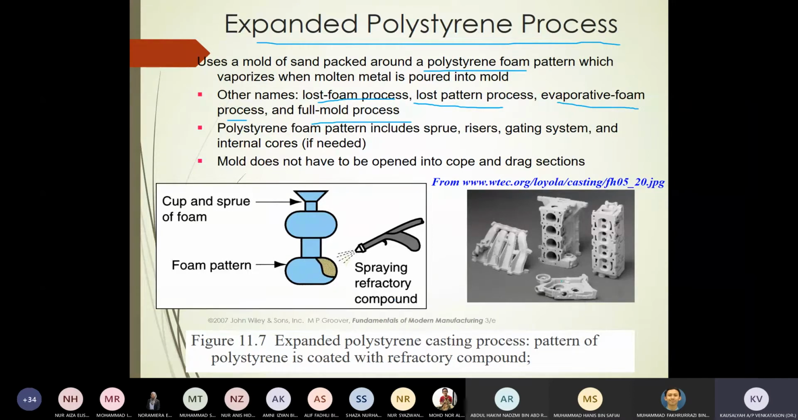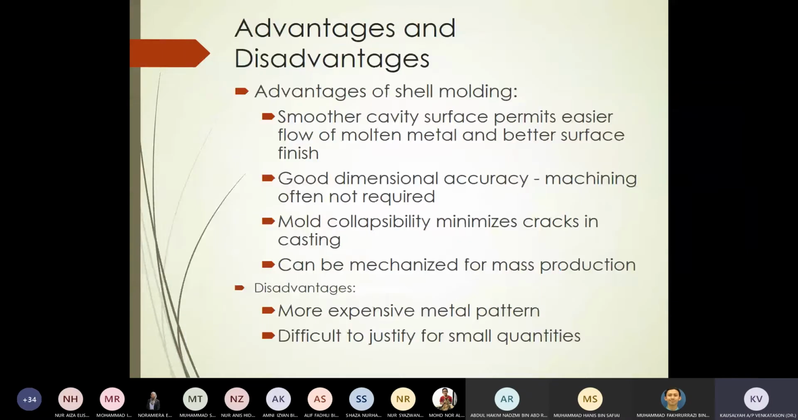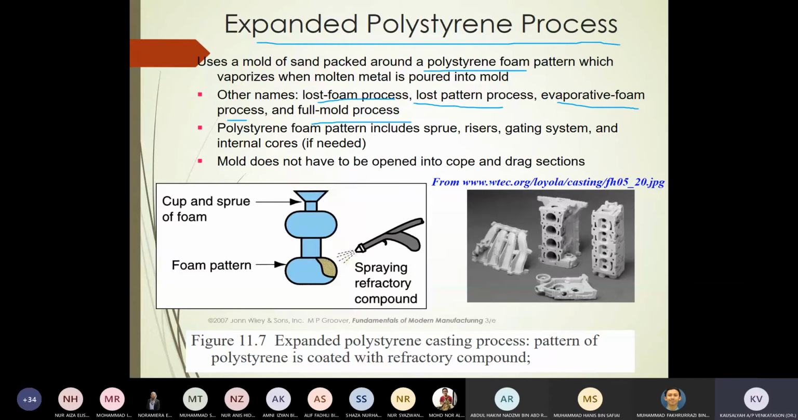These are some shapes that can be obtained out of this lost foam process. Pros and cons. A smoother cavity surface permits easier flow of metal, better surface finish, good dimensional accuracy, no machining required. Mold collapsibility, similar to shell mold, minimizes cracks. You can also mechanize. The disadvantages are pretty similar to the shell mold.